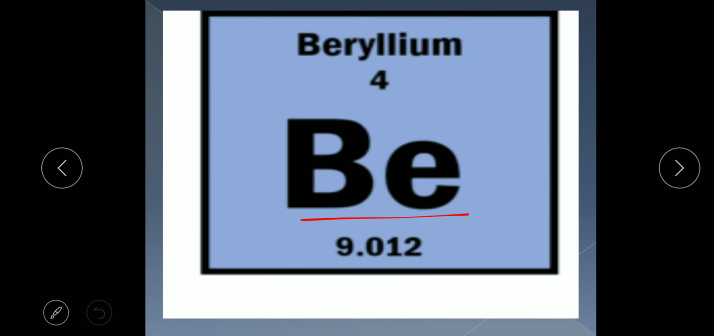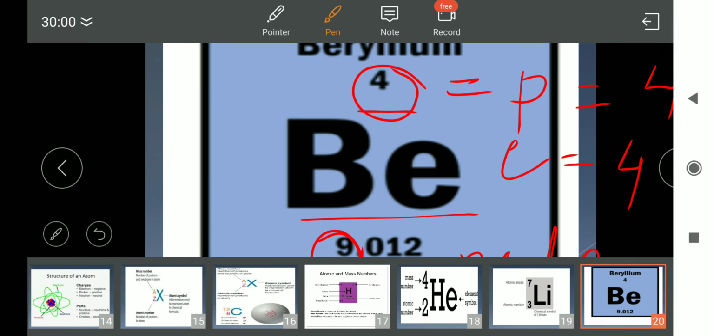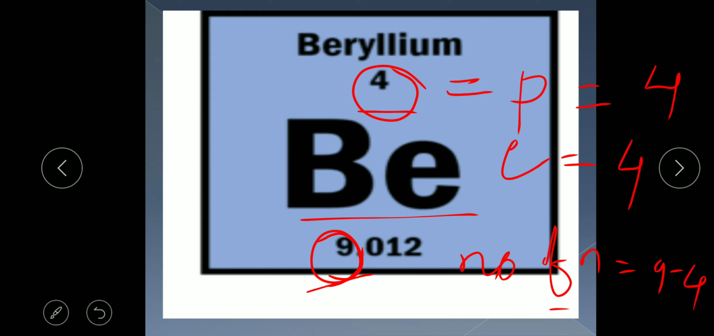Next, beryllium. Atomic mass is 9. Atomic number is 4. So atomic number is equal to the number of protons. Number of protons is 4. Then number of electrons is also 4. Number of neutrons, we will take the whole number. So number of neutrons equals 9 minus 4 equals 5. Now its electronic configuration, K shell, L shell.